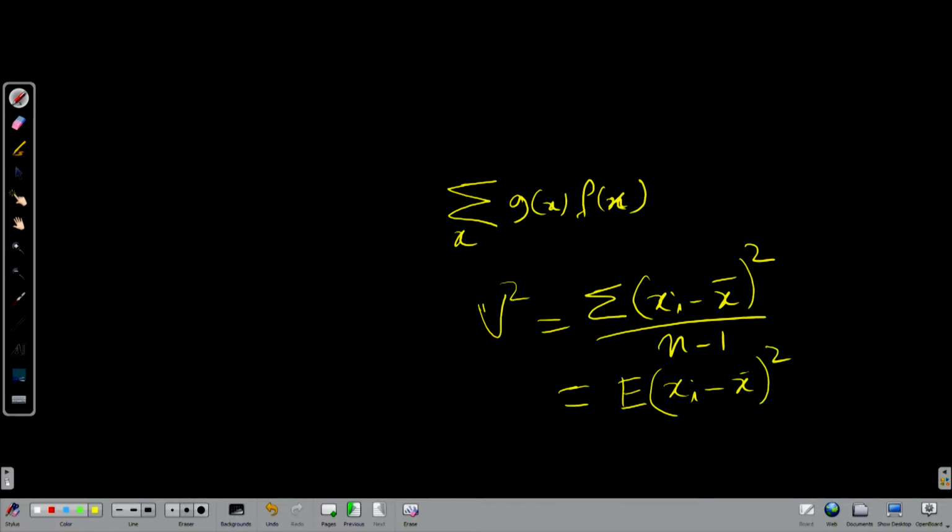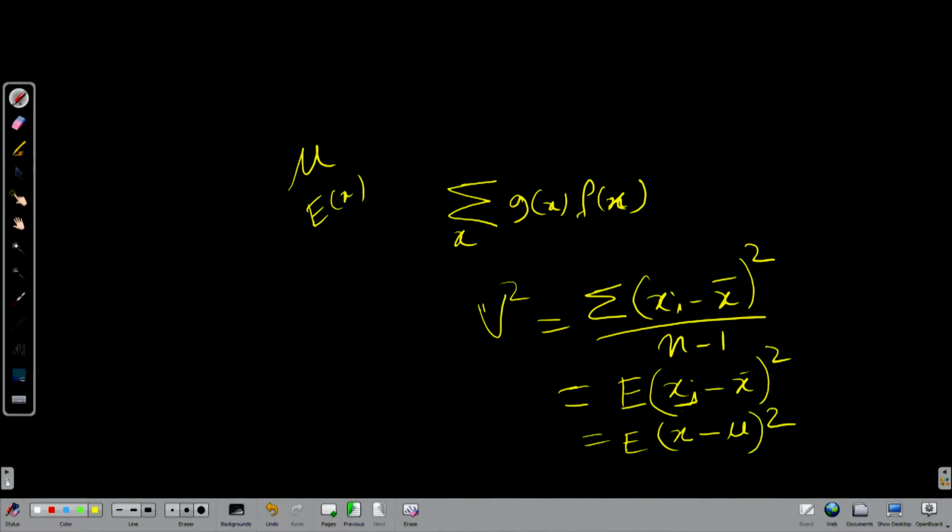Now what is this xi? xi means all the different values that the random variable will take. So instead of xi, I can write x, the different values that a random variable will take. And instead of x bar, we have already discussed that when we talk of the mean of a random variable, either we use the term mu or we use the term E of x. So let me use mu: (x minus mu) whole square.